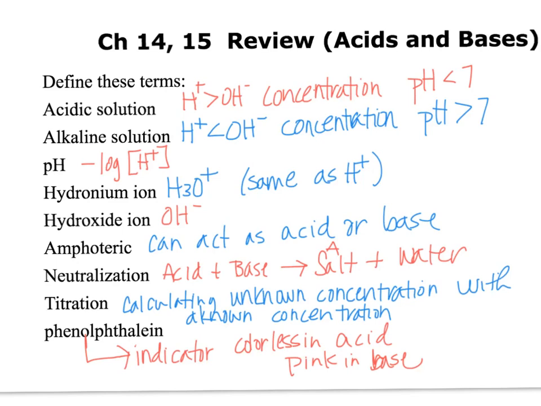The next one is alkaline solution, and that means base. That's the same thing as basic. And in a basic or alkaline solution, your hydrogen concentration is less than your hydroxide concentration, and your pH is greater than 7. In order to calculate pH, we want to do the negative log of the hydrogen concentration.